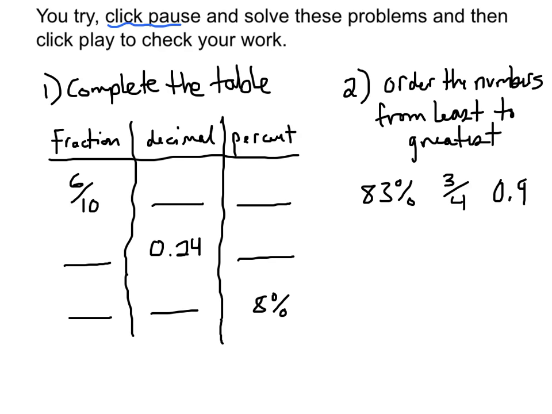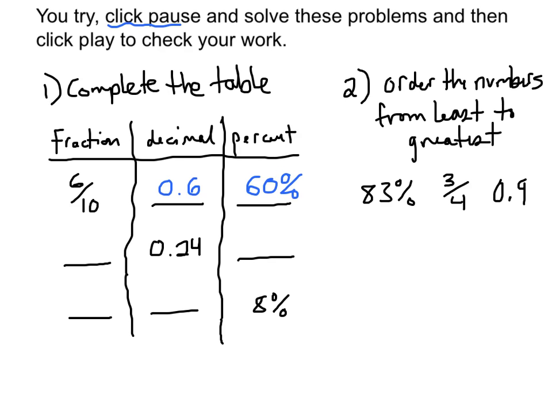Alright, let's see how you did. 6/10 is a fraction, and the denominator is 10, so it's writing 6 in the tenths place. It's 0.6. 0.6, if I move the decimal 2 places to the right, becomes 60%.